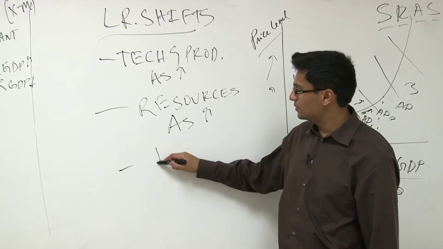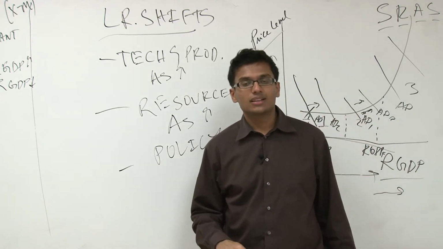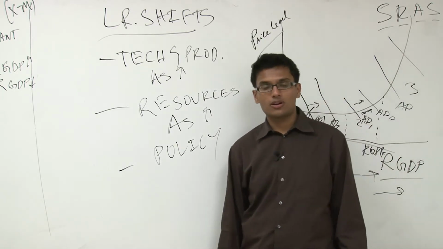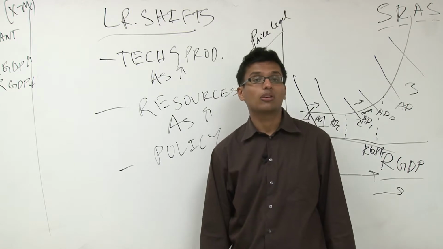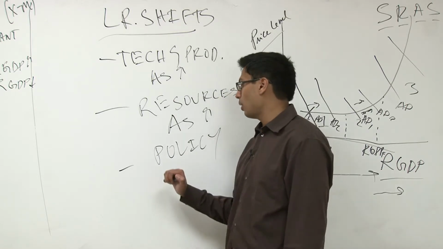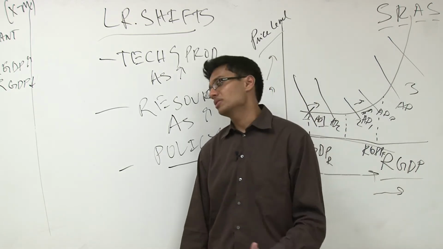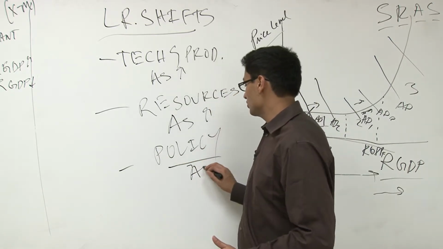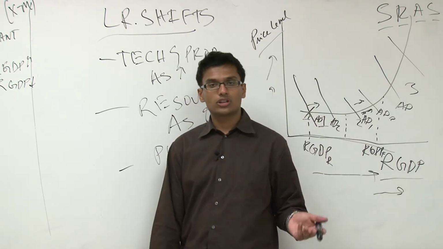Third is policy that helps dictate cars. In our particular case, Ferraris, let's say that the government is helping out car manufacturers, and that policy, if it is permanently in effect, will help us in the long run, and the AS will actually shift to the right.